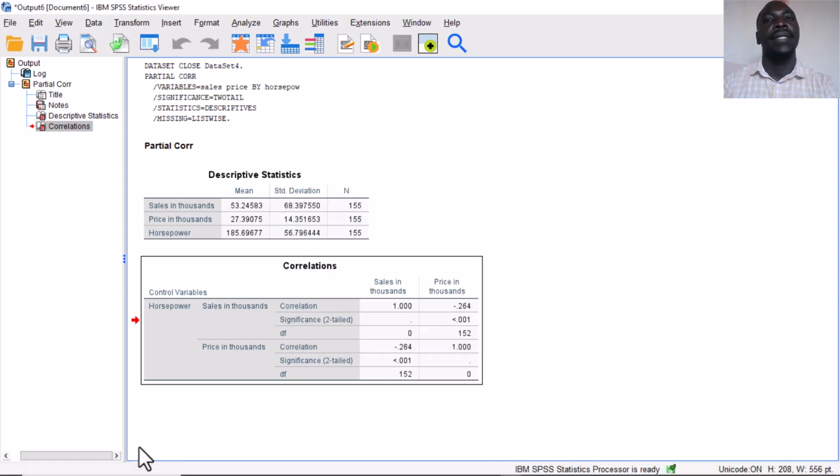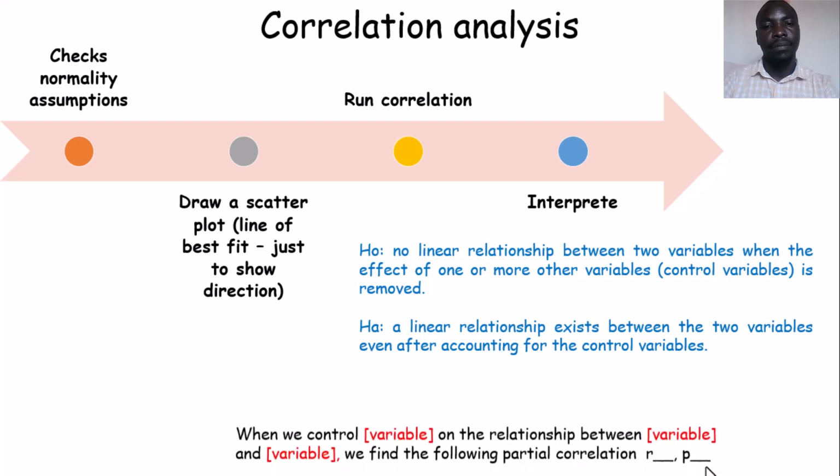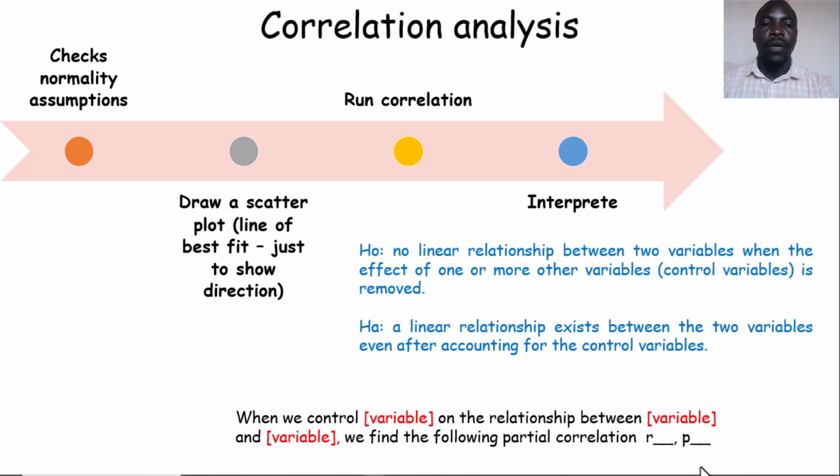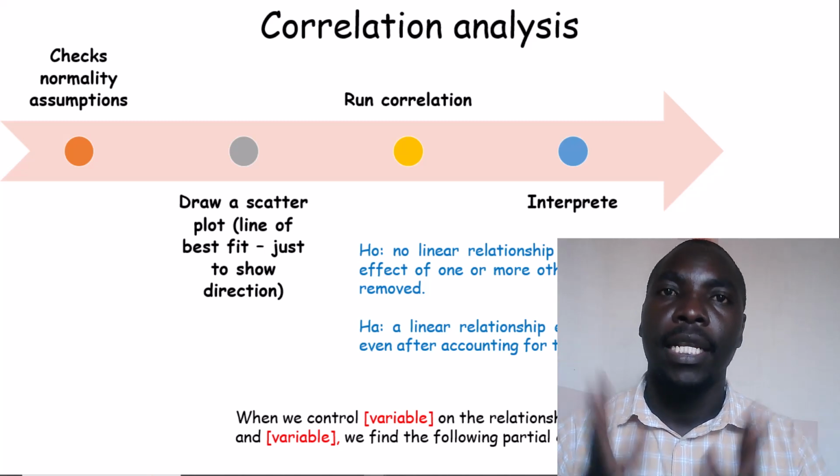So how do we report the results of this partial correlation? So how do you report the results of your correlation analysis? Here we can simply say, when we control for horsepower, on the relationship between price and sales, we find a partial correlation of 0.24. I think it's the negative, and then a p less than 0.05, which is statistically significant. So that's how you run a partial correlation in SPSS.